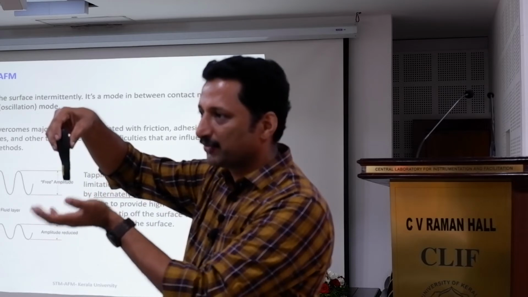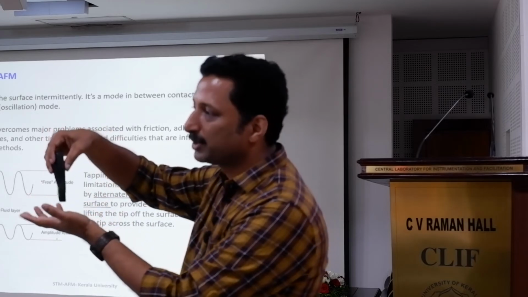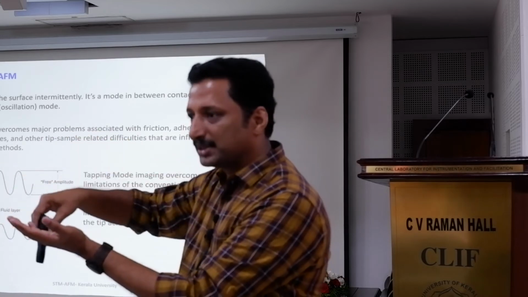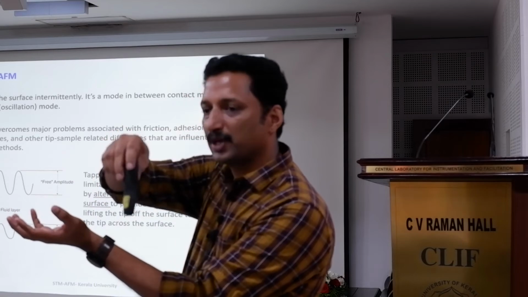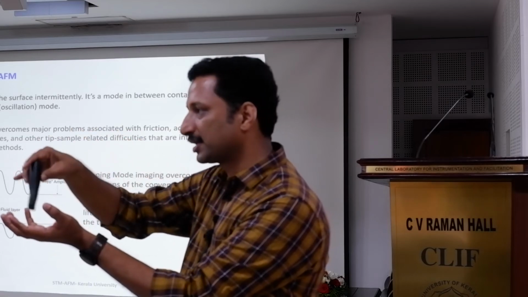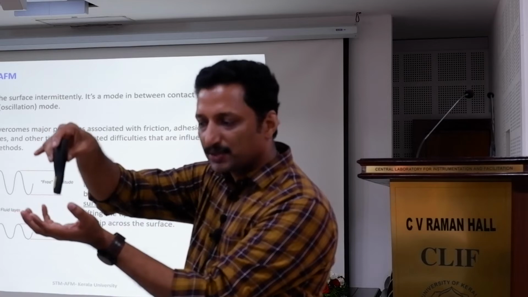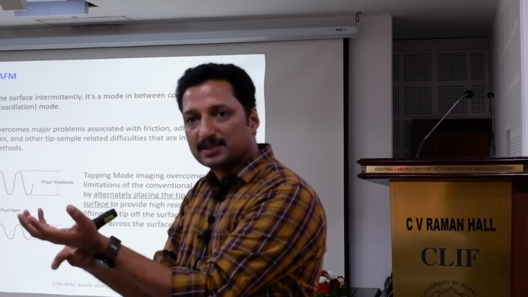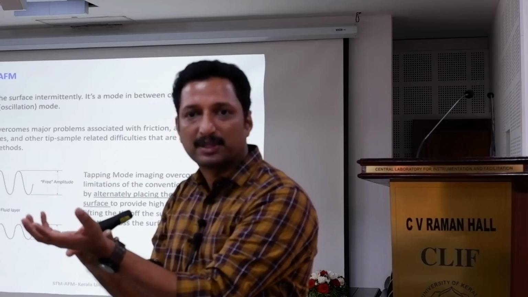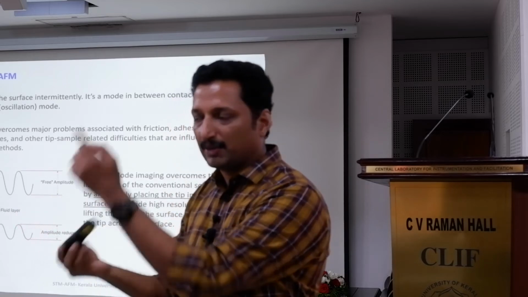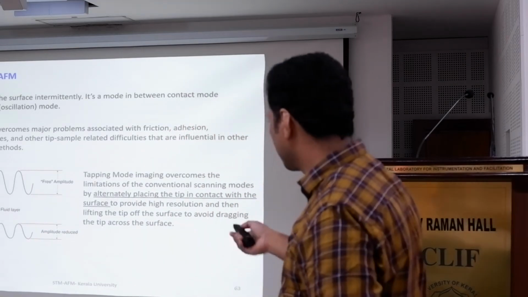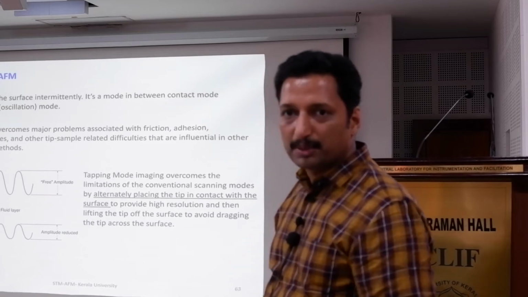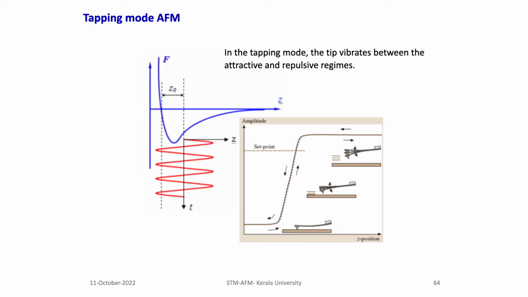So if it's a soft material, for example, and suppose the surrounding is a hard material, you have a soft material on top. If you are coming and contacting in intermittent contact, it's just pressing it and coming away, right? So you can actually measure the strength or softness of the material also. I will show you some examples and explain them there. Intermittently placing the tip in contact with the surface, that is what tapping mode is.